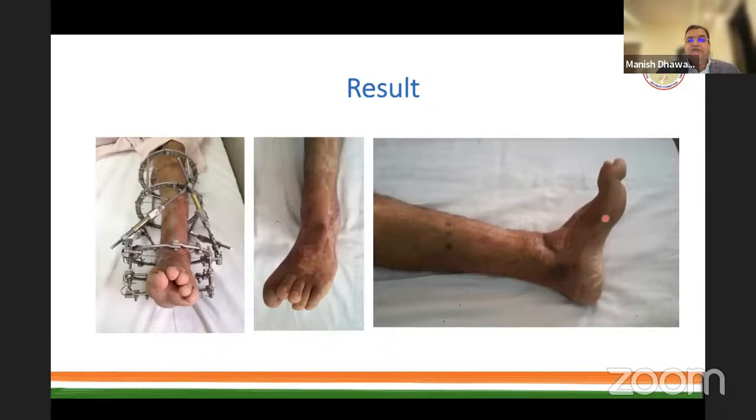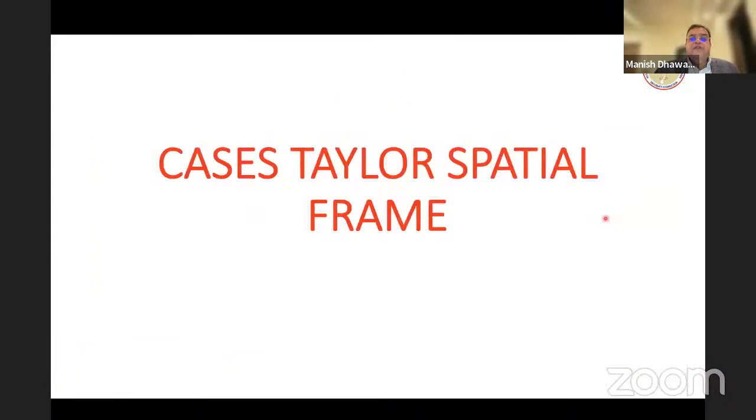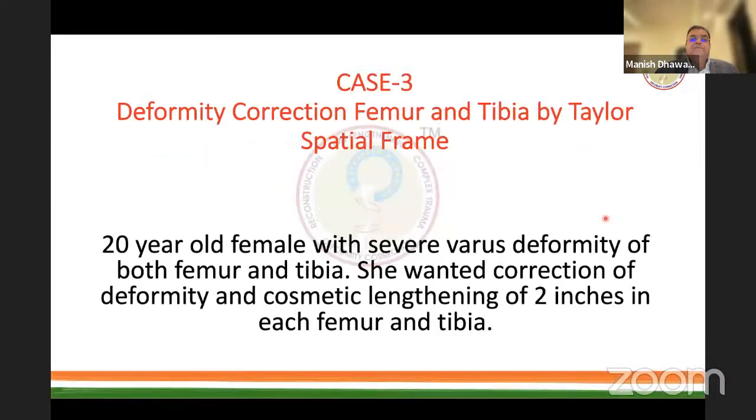So these are the two cases, because these fixators are obsolete now in India. Not obsolete otherwise, but in India it is not available. So we should not spend much time on that. Now I'll show you a few cases on the Taylor Spatial Frame, and then we go to the next fixator.